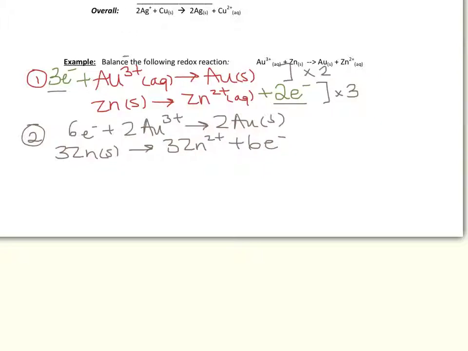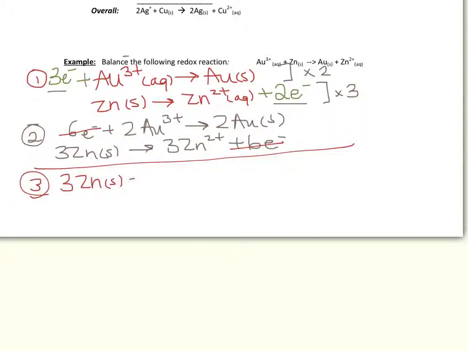Now the number of electrons lost is equal to the number of electrons gained, and that can be cancelled out to write the overall 3 Zn solid plus 2 Au3+ goes to 2 Au solid plus 3 Zn2+.